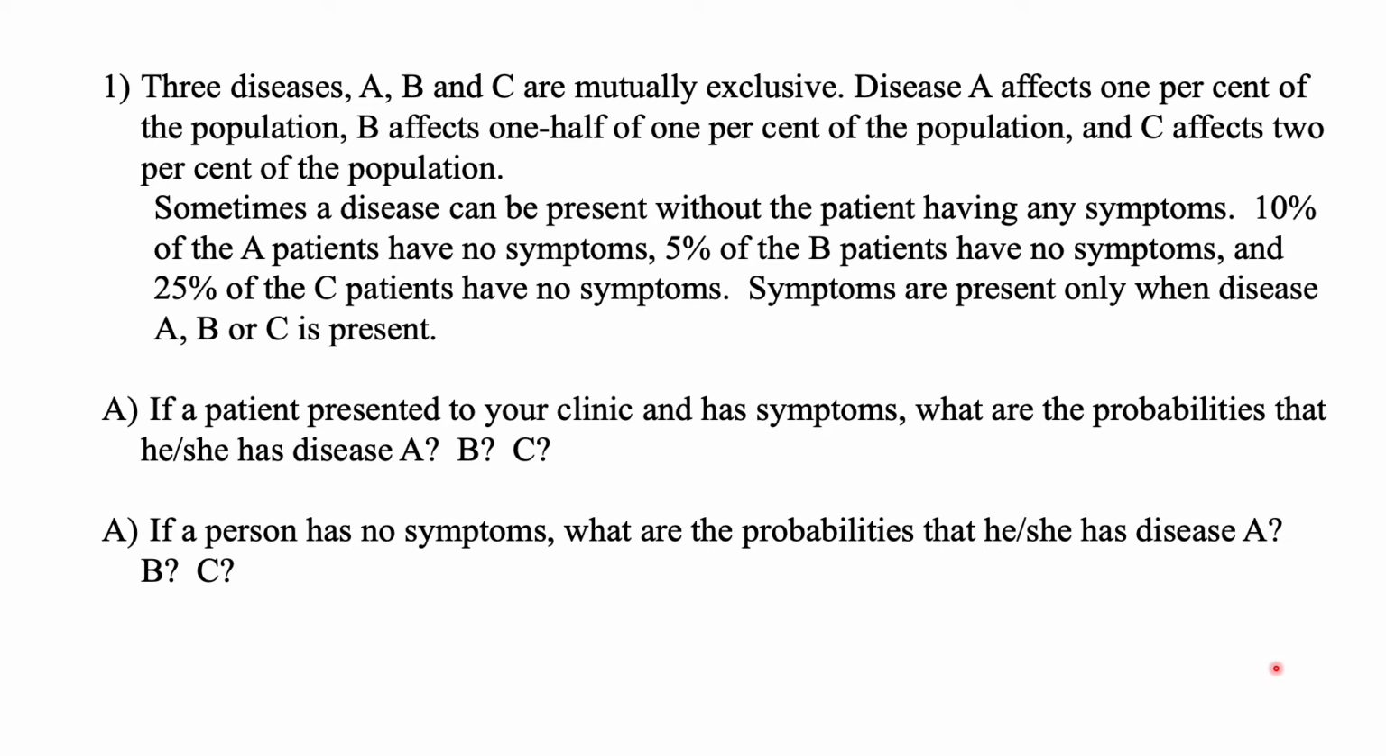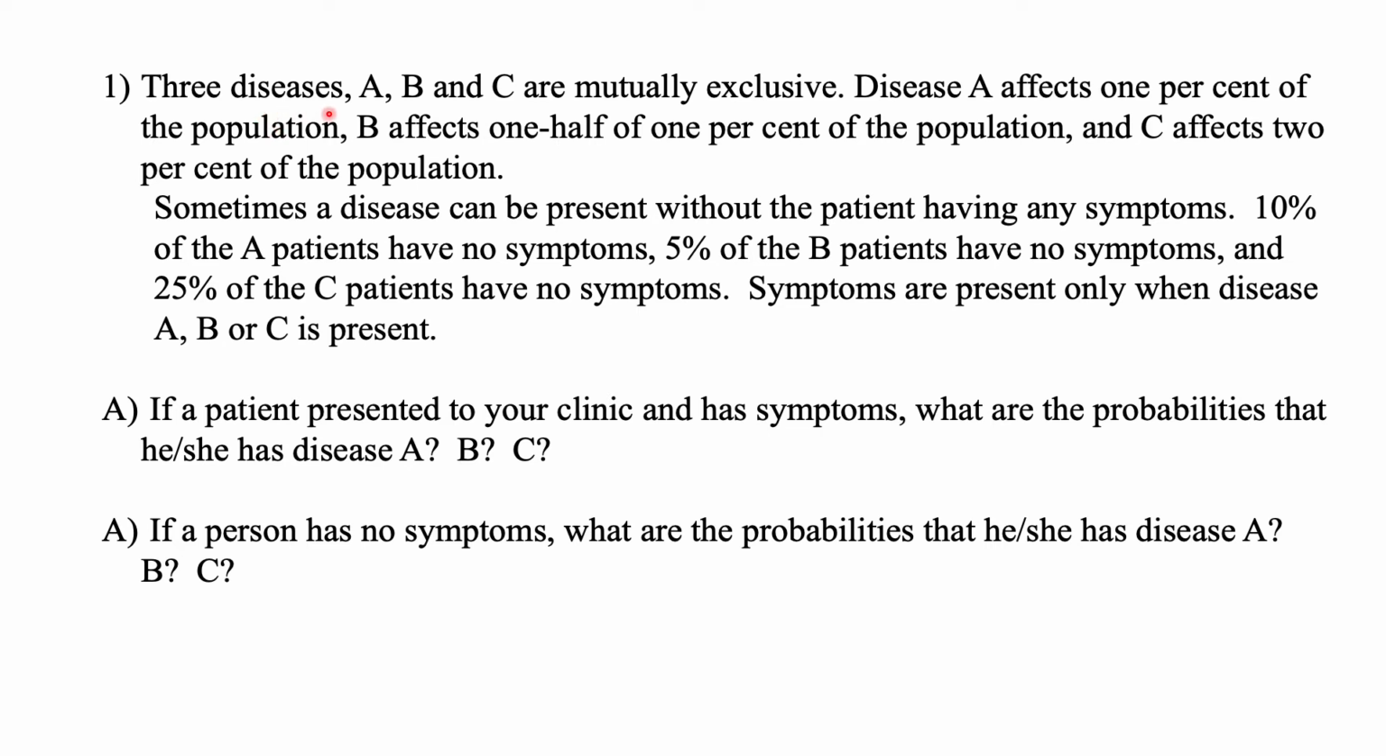Symptoms are present only when disease A or B or C is present. We have two questions. If a patient presented to your clinic and has symptoms, what are the probabilities that he or she has disease A or B or C? Second question, if a person has no symptoms, what are the probabilities that he or she has disease A or B or C? Let us analyze this question.